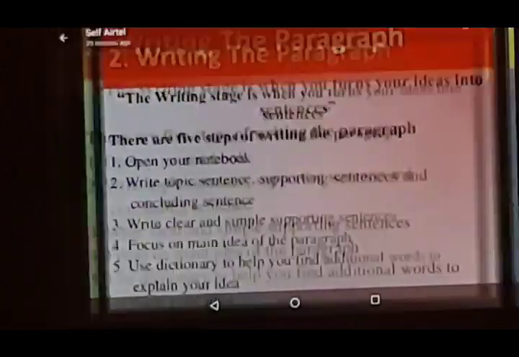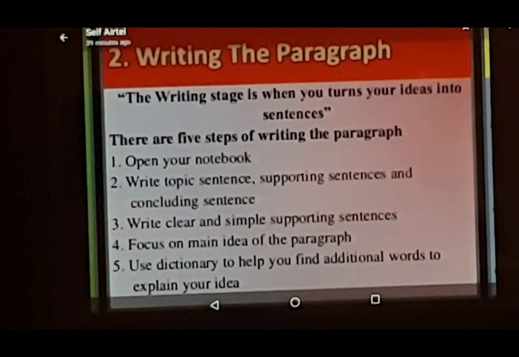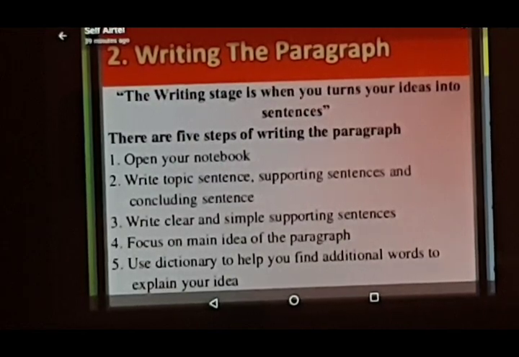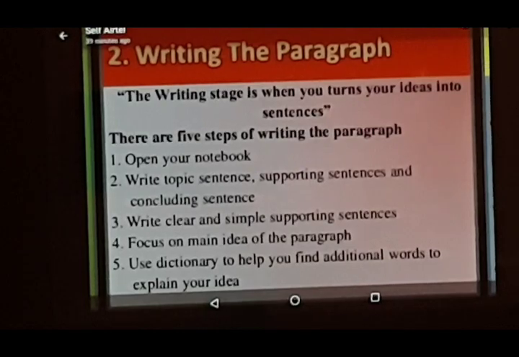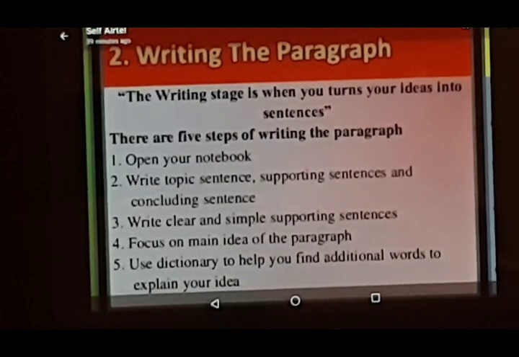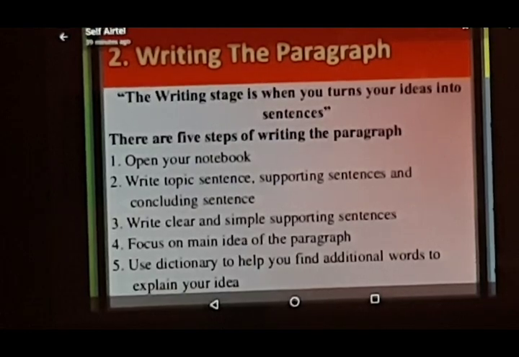So, writing the paragraph. Now, the second step is writing the paragraph. The writing stage is when you turn your ideas into sentences. Whatever you have done in pre-writing, your thoughts, your ideas, which you have put down in those points in your pre-writing section, now you can sit down and write the main paragraph using those ideas. So there are 5 steps of writing the paragraph.